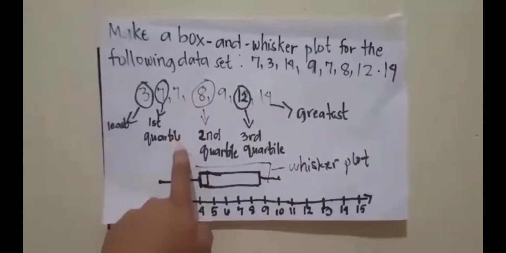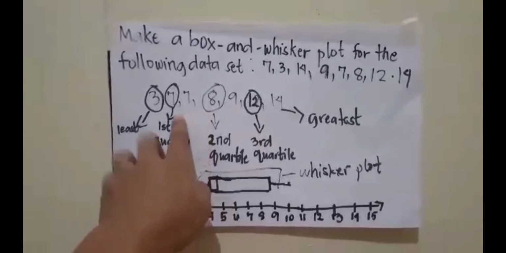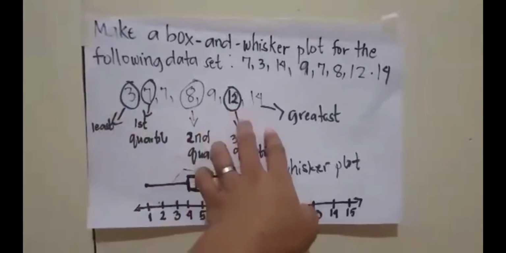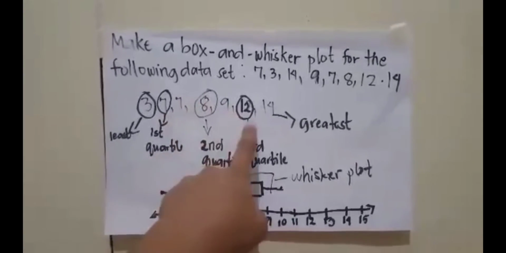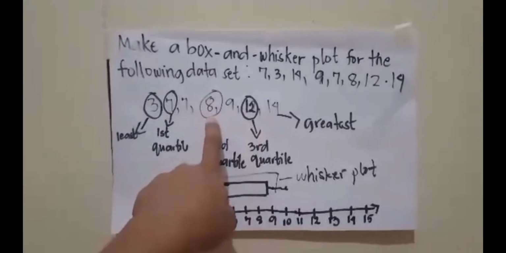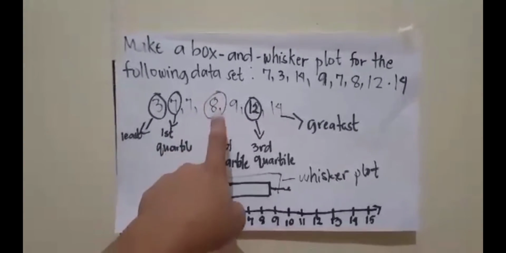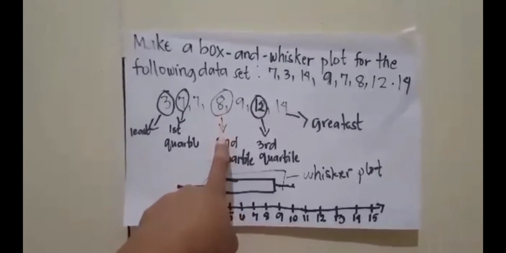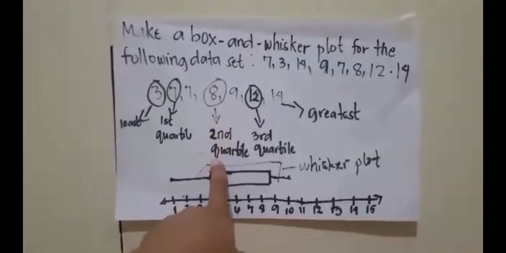Next, you need to find the median or middle number, which is, mula dito, from here also, ang pinakagitna na number dito is number 8. This is the median number or middle number, which is the second quartile.